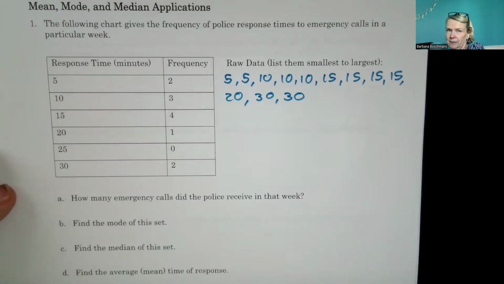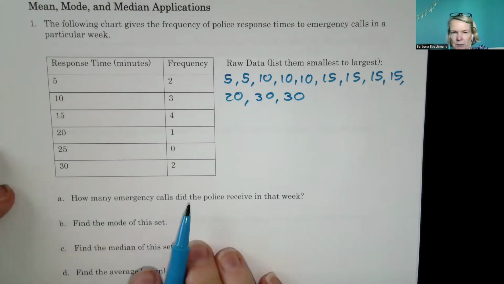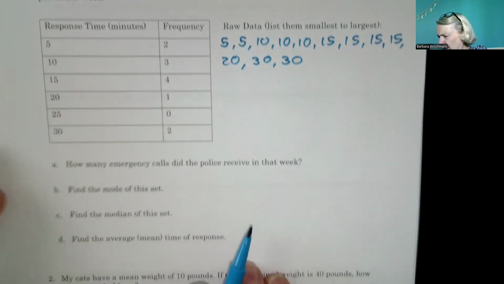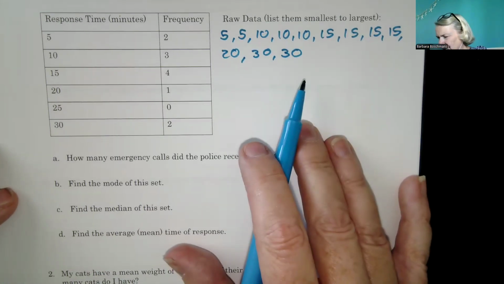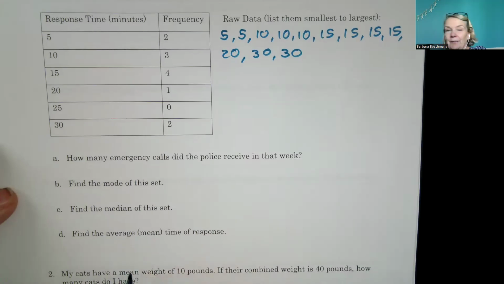This is the raw set of data, and then they made a frequency table of that. You want to know how many emergency calls, so that's the total number of numbers in your raw data, the mode, the median, and then the mean.